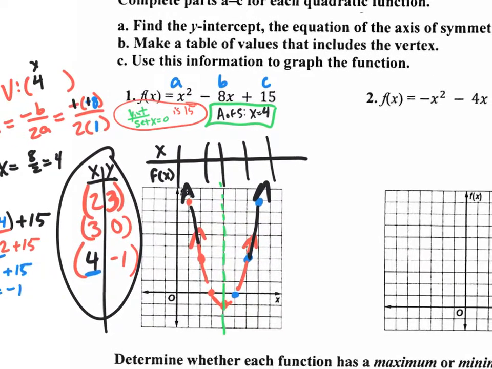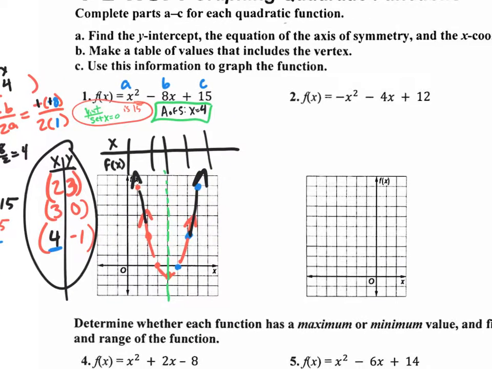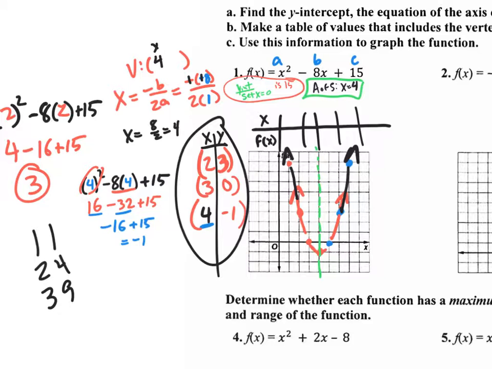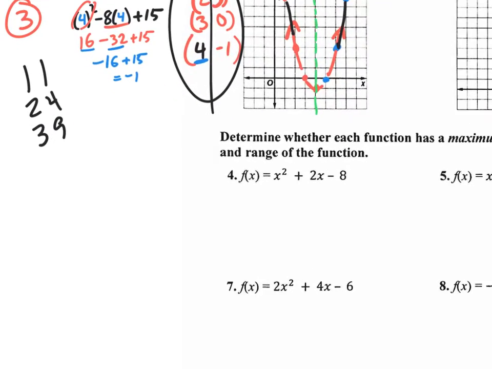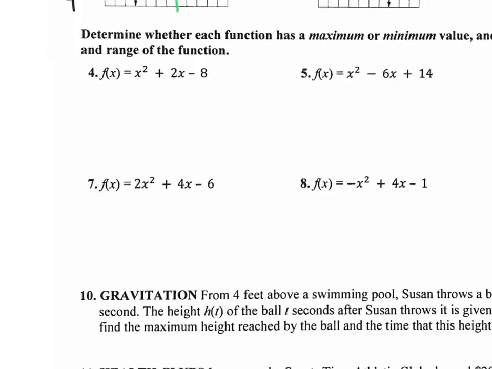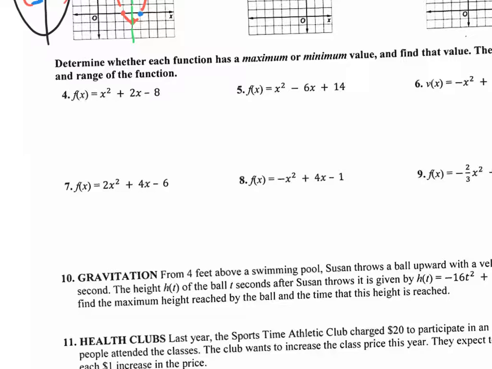So, oh, they don't ask for domain and range. I guess that's it. Okay. So 1, 2, and 3 are easy. All you have to do is graph it. And if you want, use a pattern instead of the table. Down here, this middle section, determine whether each function has a maximum or minimum value, and then find that value.